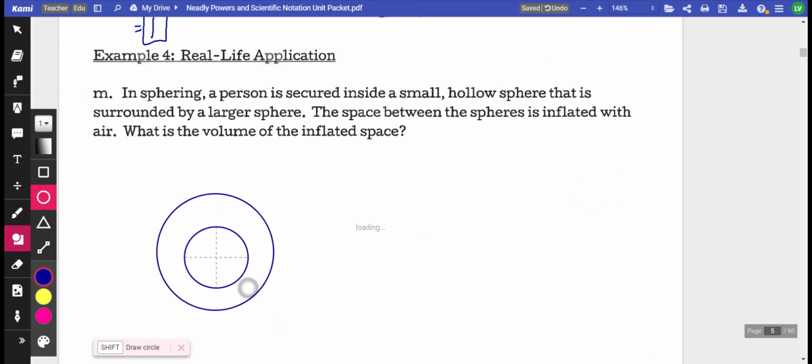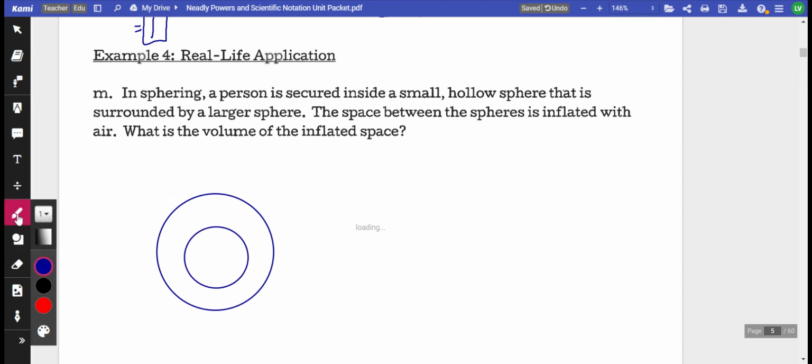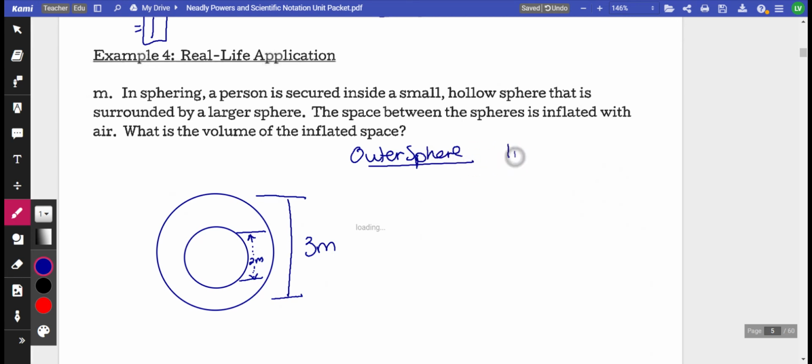2 circles and label it as 3 meters from top to bottom for the outside sphere. And then for the inside sphere, it's going to be 2 meters. Okay, so we have the outer sphere and the inner sphere.